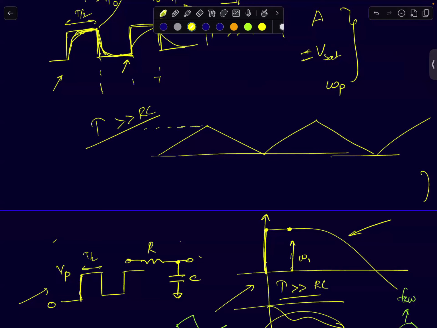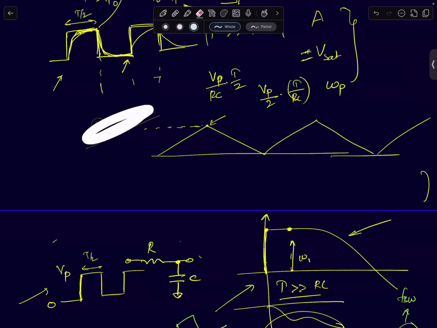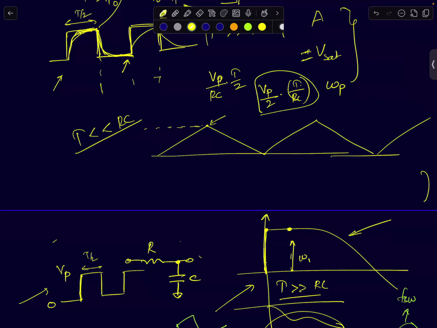What is this peak value? I can treat it like an integrator. Then the peak value it will go to is V peak by RC into T by 2, which is V peak by 2 into T by RC. And we just said T is much less than RC. Your time period is much smaller than the RC time constant. So in a single cycle, it is never charging fully to V peak. It's charging to a very small fraction of V peak by 2.